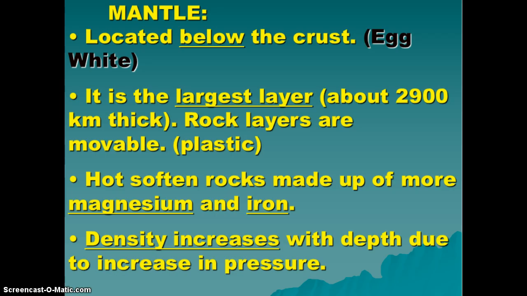We will now look at the mantle. The mantle is located below the crust. This would be like the egg white. The mantle is the largest layer, about 2,900 kilometers thick. The rock layers are movable, plastic. Hot, softened rocks made up of more magnesium and iron. Density increases with depth due to increase in pressure.